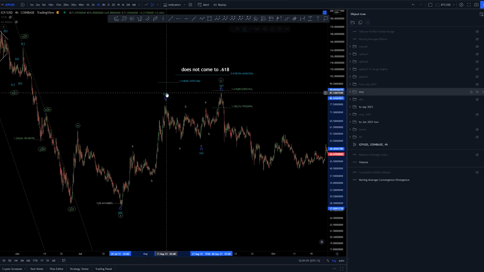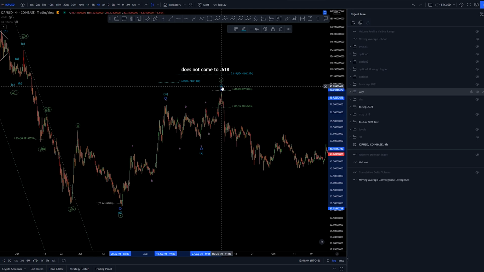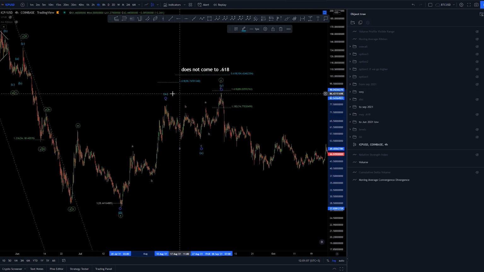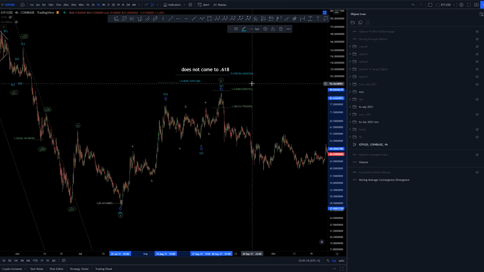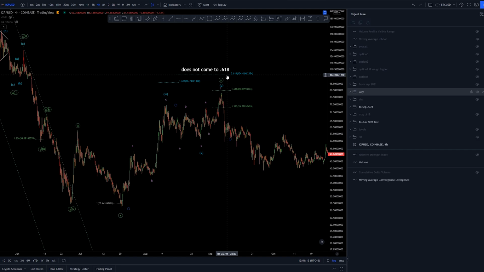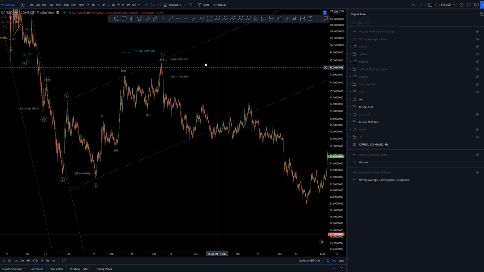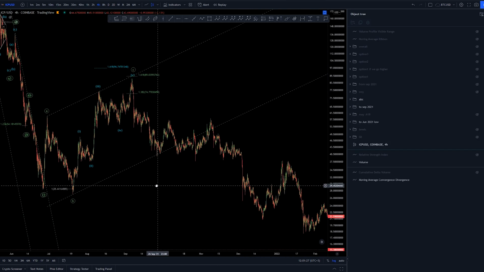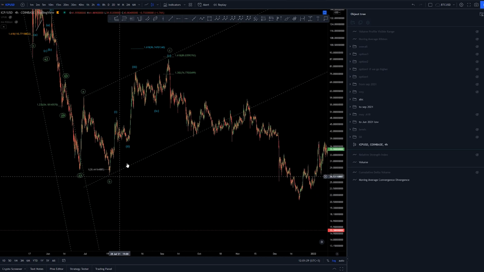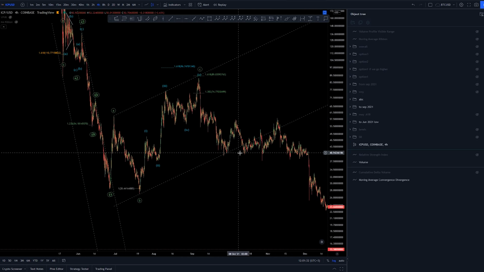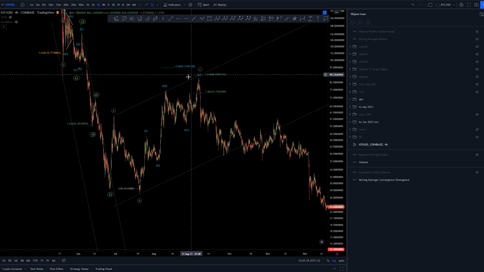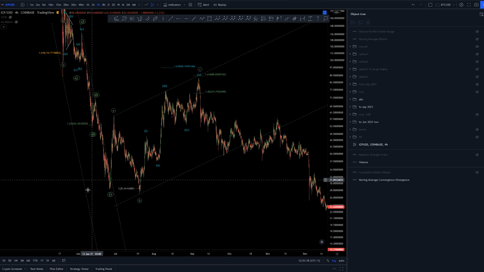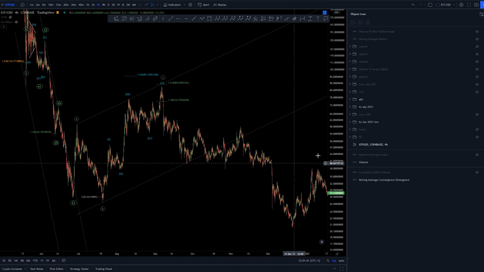But on this last WXY, this light blue color minuet degree, the last Y wave does not get to 0.618, which is really odd. I would like to see it go to there, so that is why I have this ABC as my main. Now again, we establish some kind of channel here, ABC, and here we broke out of it, so we can somewhat confirm that the end of this structure was around here at September 2021.